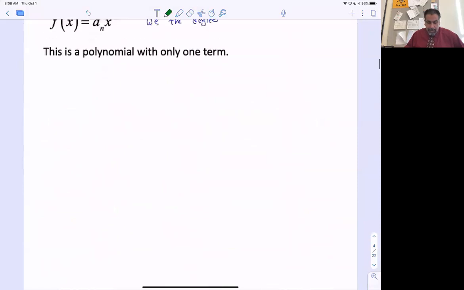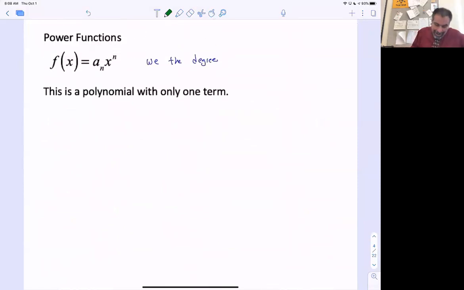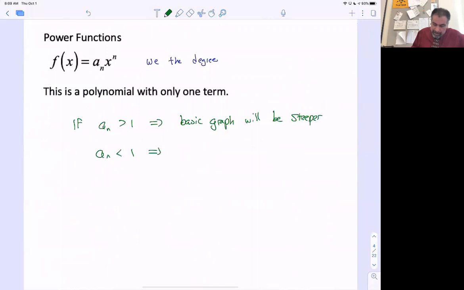Okay, so we'll come back up here. We're just going to write that. So for any power function, if a sub n is greater than 1, that will make the basic graph steeper. And if a sub n is less than 1, that is going to take your basic graph and make it flatter. It's going to flatten out your basic graph. So for this one, it will be flatter.